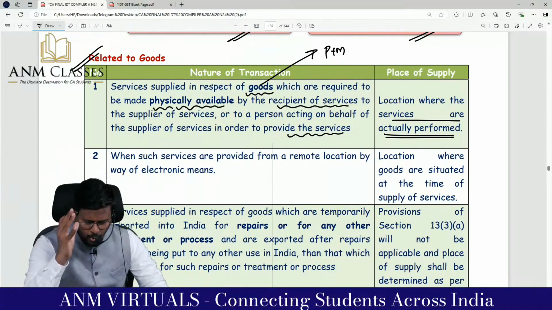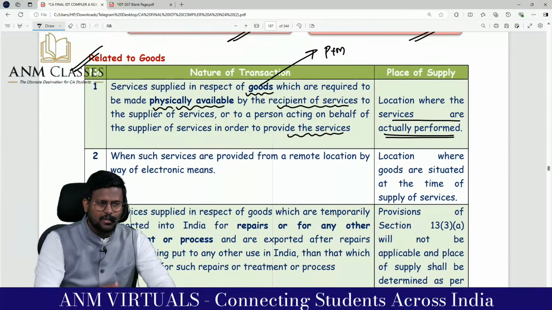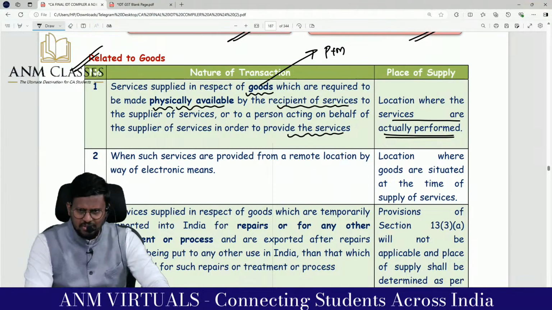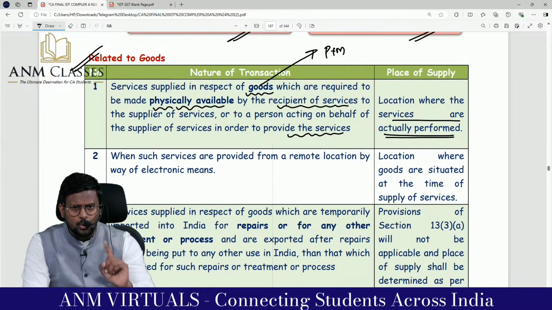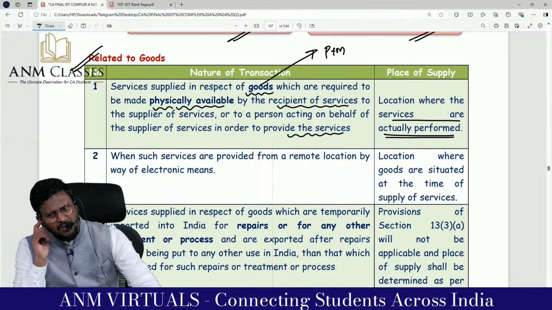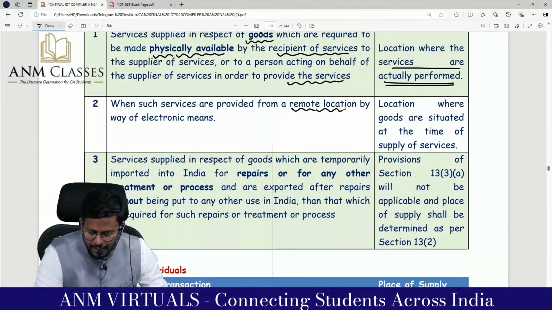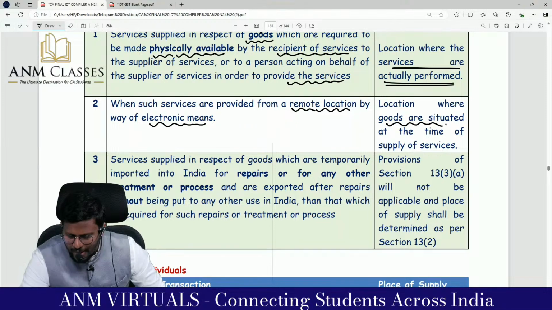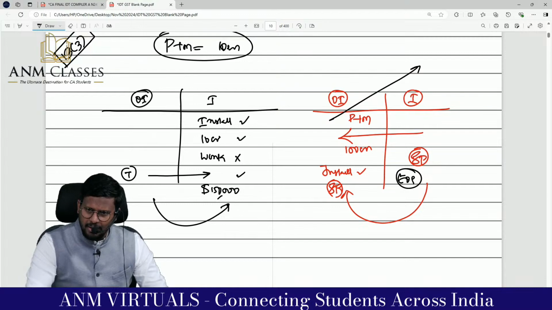So we are talking about performance based services, classified into how many categories? Related to goods, related to individual person. Related to goods, number 1, where the physical presence of the goods is mandatory, then place where the service is performed. I'm coming to the next one. Where such service is provided from a distant location, by way of what means? Location where the goods are situated at the time of supply of services. The same example I am rendering.